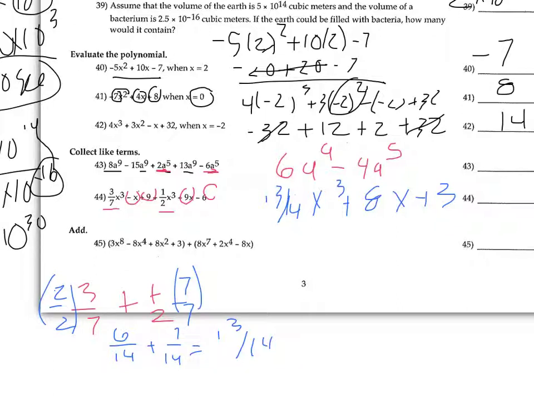So that's that one. And then finally, number 45, we want to combine like terms, so we have 3x to the 8th. There's no other x to the 8th, so that's taken care of. And I'm going to go in descending order. Do we have x to the 7th? Yep, we got 8. So 8x to the 7th, good. Take care of those. Do we have any x to the 6th? Nope. 5th? Nope. 4th? Negative 8 plus 2. Combining those, we get negative 6x to the 4th.